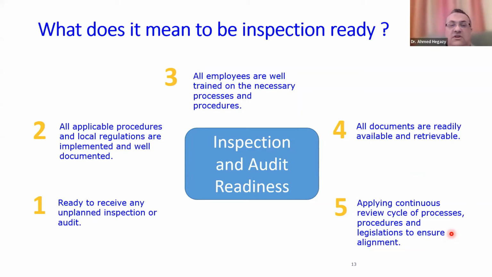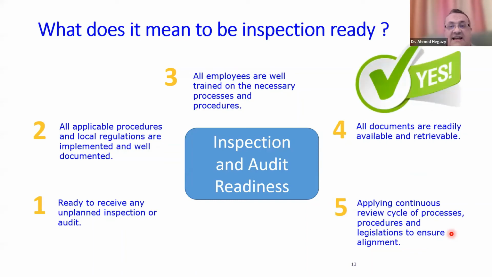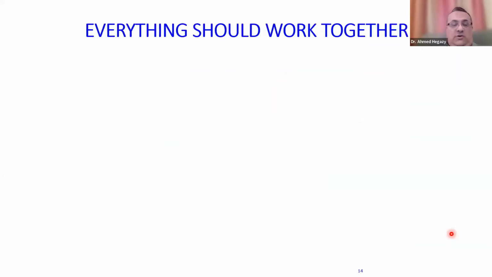So we have what is called a review cycle. Usually there is a quality review cycle. This review cycle will ensure that I'm following regulation or legislation. I am aware of updates of legislations. I am aware of everything. So I am aligned and I am fulfilling these requirements. If I am ready for all of this, I am inspection ready. So everything should work together.